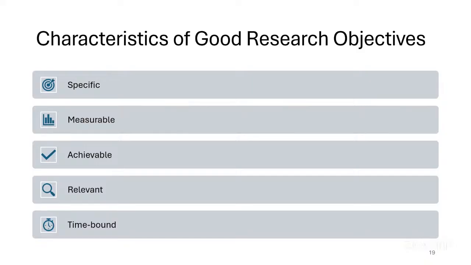Then they must be relevant. So this also still has to do with importance. It must be relevant. Okay. So you must do something that is relevant. And it must be time bound. So when setting objectives, they must be time bound. So you can't just say to identify or to determine the prevalence of so and so and just stop there. When? Within when? Okay, what period? So there must be that time boundary. That makes for a good research objective.